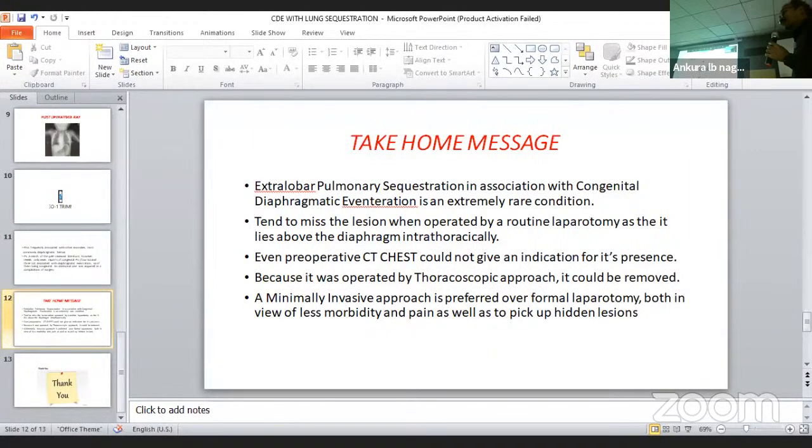In 2 months, the child presented with recurrent respiratory tract infection. Yeah, it's normal. You have seen how much it is occupying the chest. It's natural that it will present with LRT infection and respiratory distress.